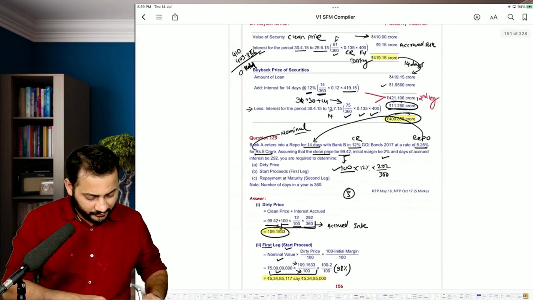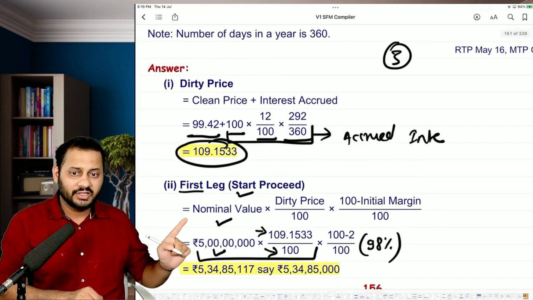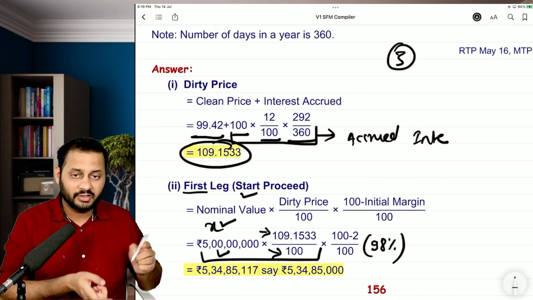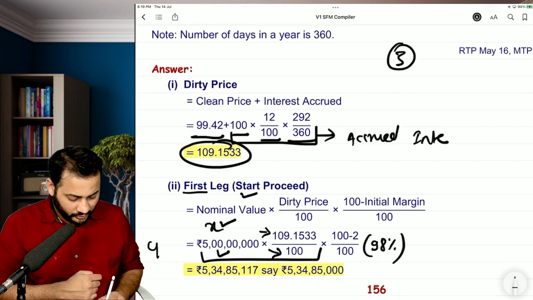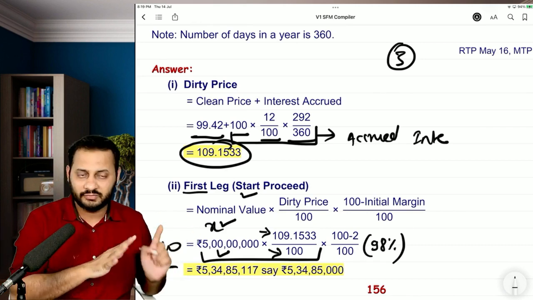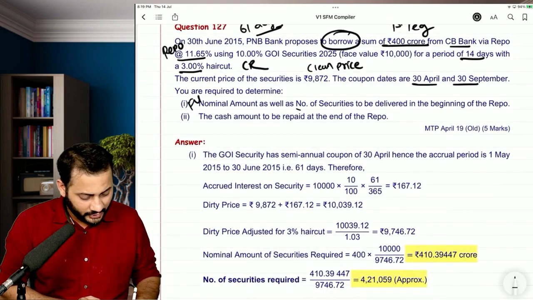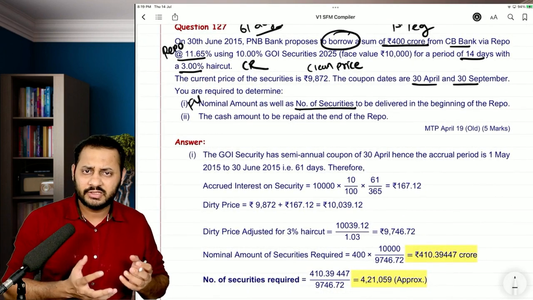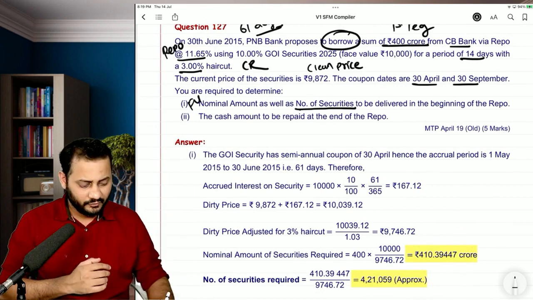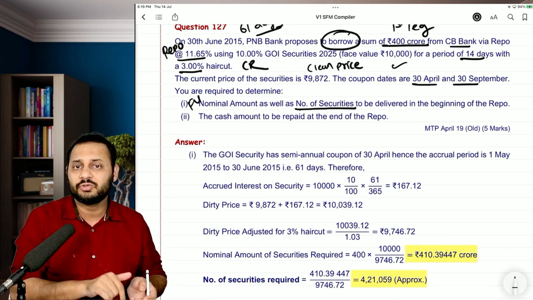Understand? In the previous question, if you remember, in this calculation, the nominal value was given in the question, which was 5 crore. Now this is something that we have to calculate. 400 crore is already given to us. This value is given. We have to calculate this one. The next thing is they also want us to calculate the number of securities. It's very simple. Once you calculate the face value divided by the face value of 10,000, you will get the number of securities. But there is again a problem in this question.